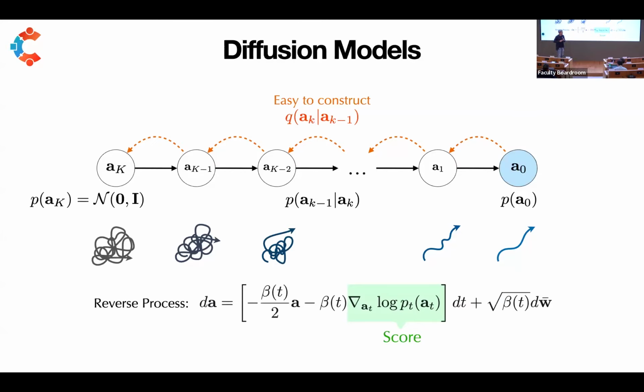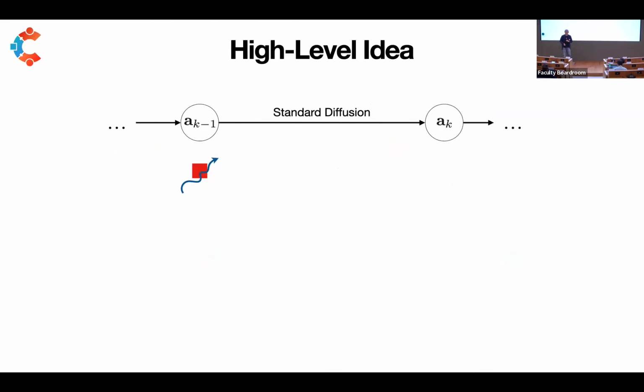After you train the model, what you obtain is this score function, right? And people were talking about the score function yesterday. This is the key element that you try to learn as part of this reverse process in order to generate a clean signal from a Gaussian.